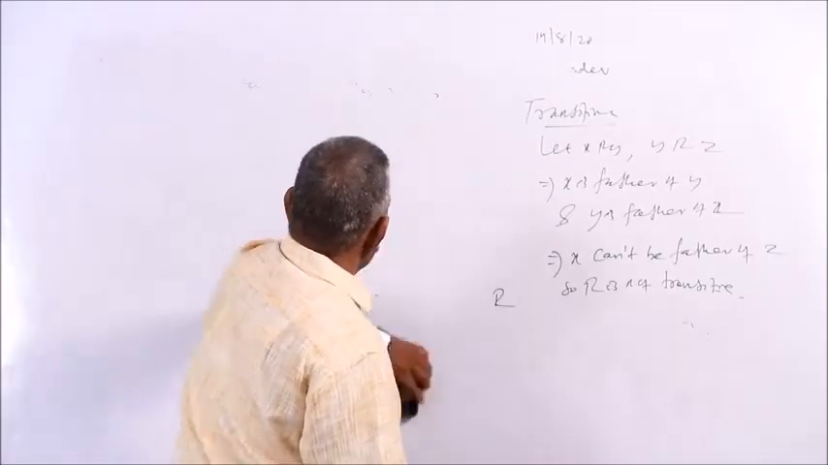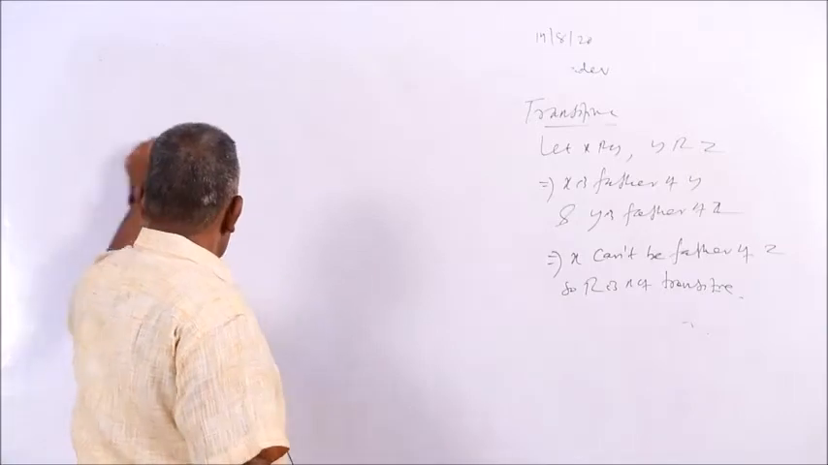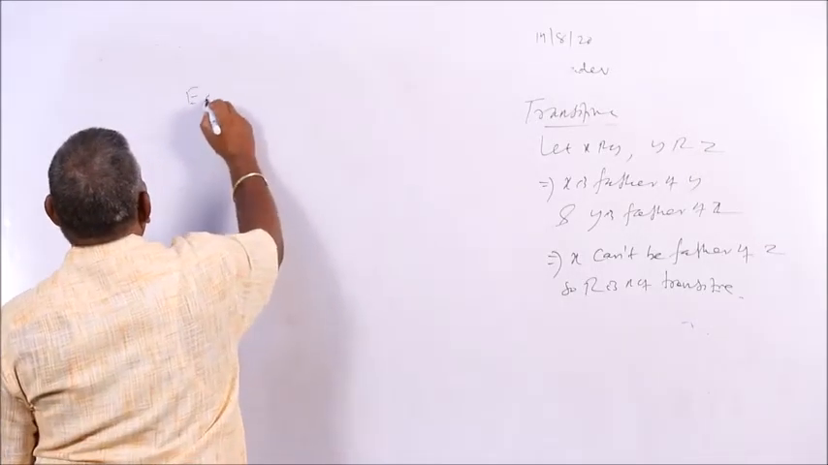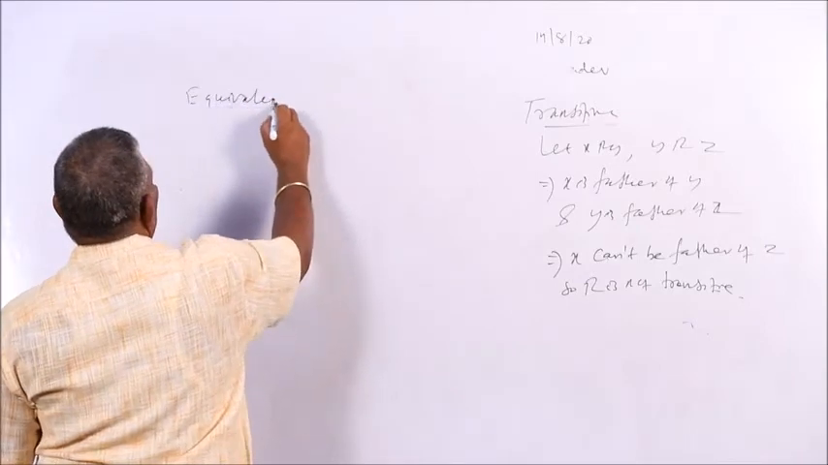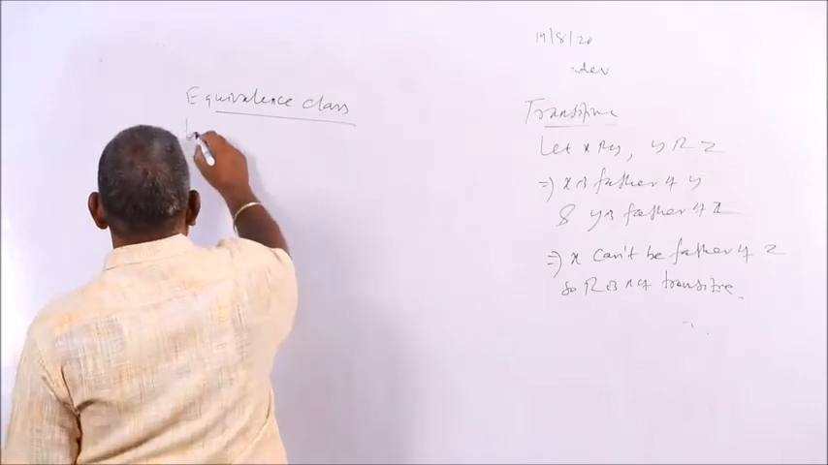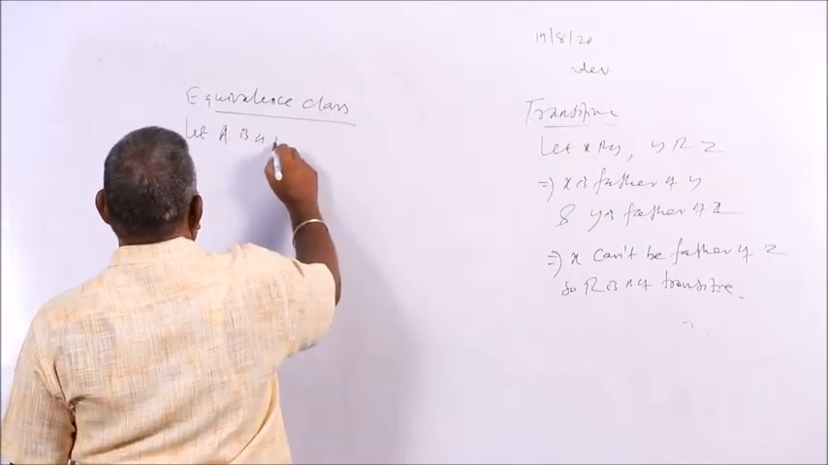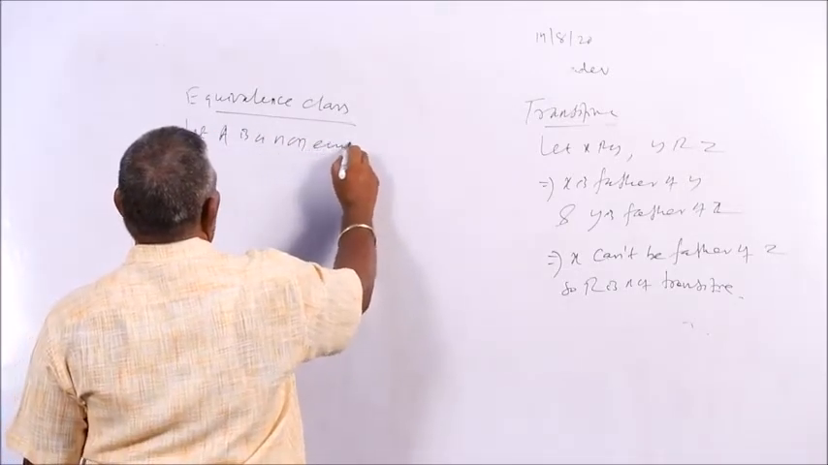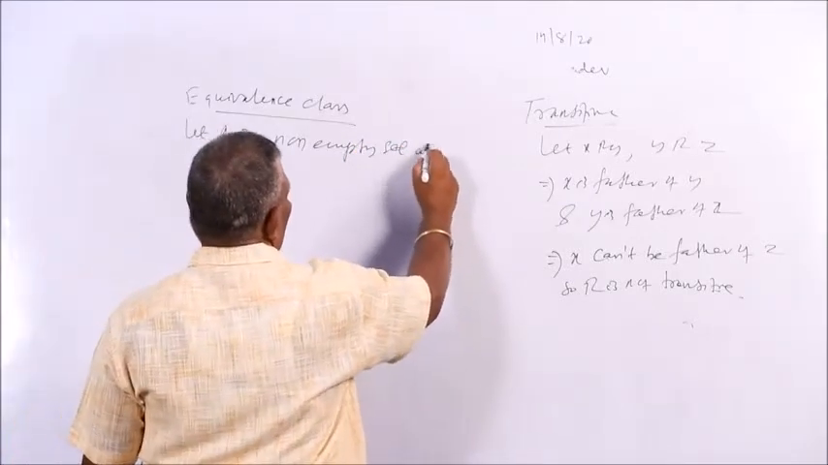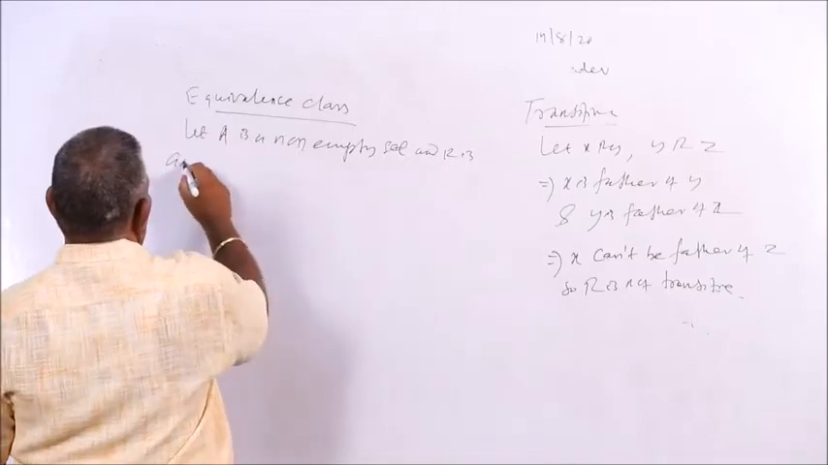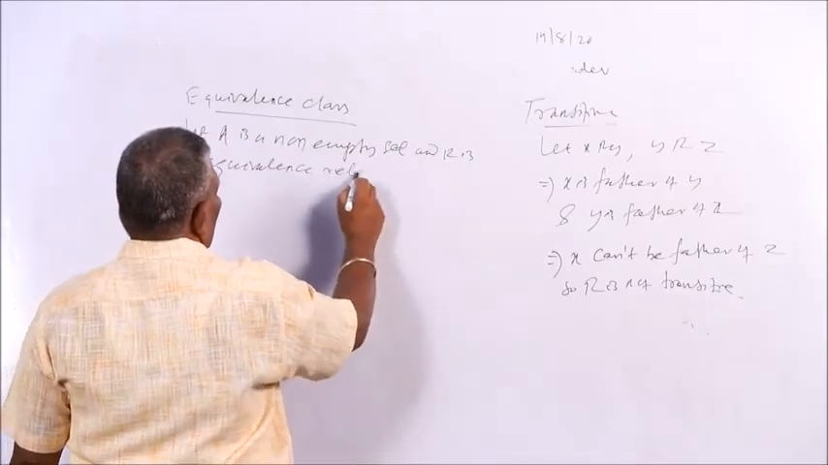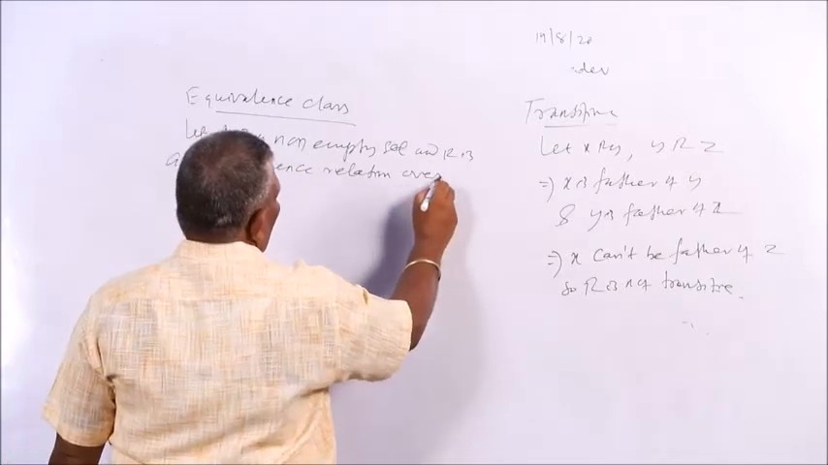Then we'll come to another part, that is equivalence class. Let A be a non-empty set and R is an equivalence relation over A.